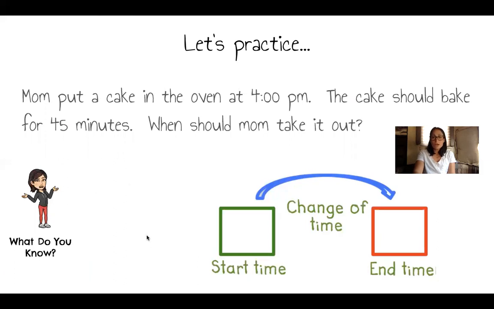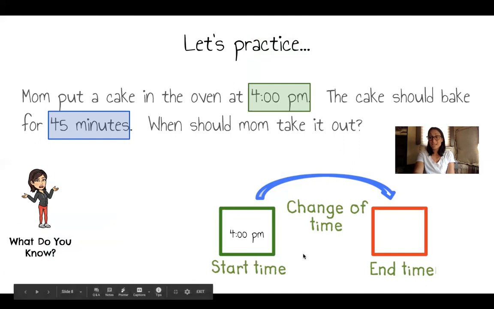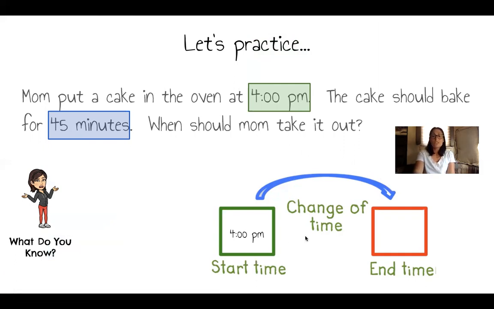All right, so we know that Mom put the cake in the oven at 4 p.m. What else do we know? Oh, we put it in our box. We also know that the cake should bake for 45 minutes. As you can see, I put it in blue here because this time with this question, we know the start time and we already know the elapsed time. So we are going to already know this and we're going to calculate that and count that up. See how I put the 45 minutes there?